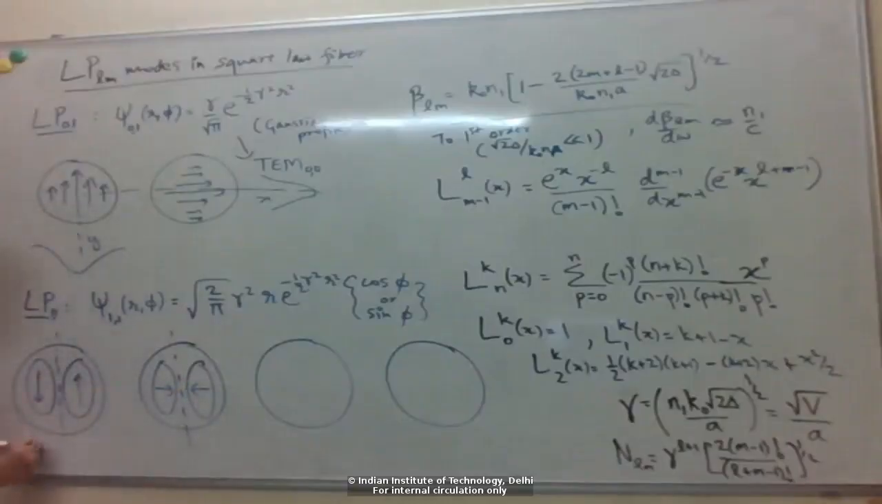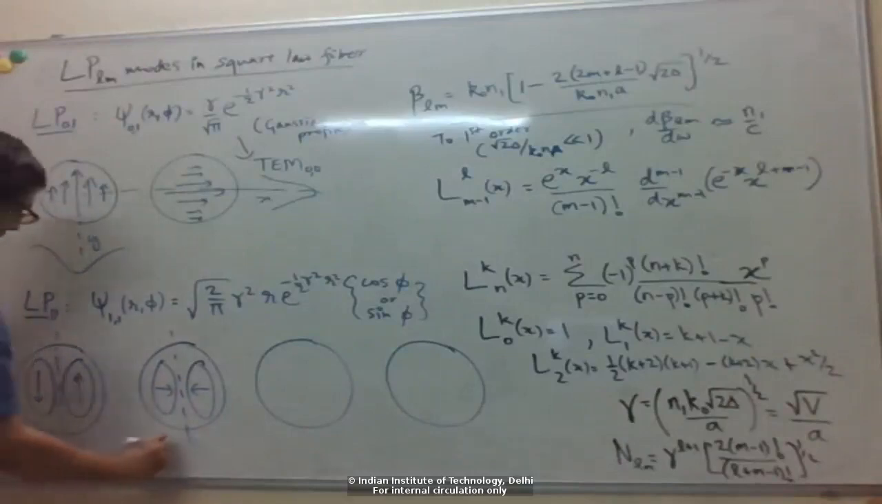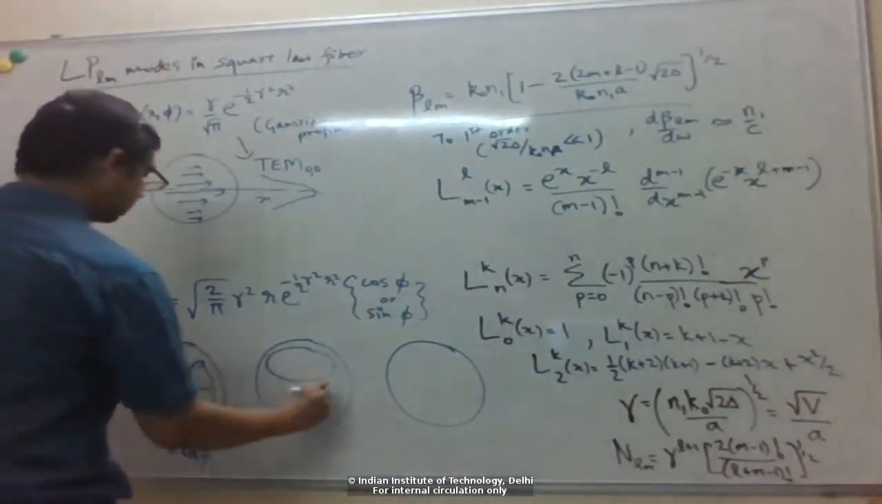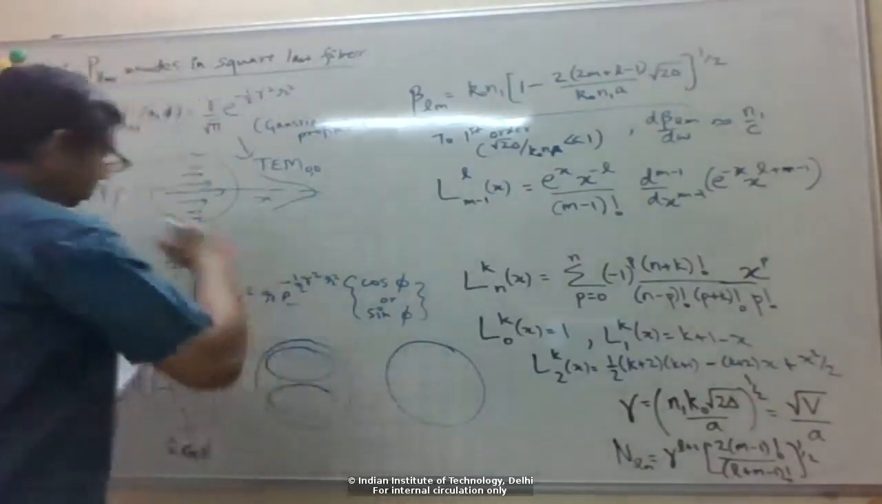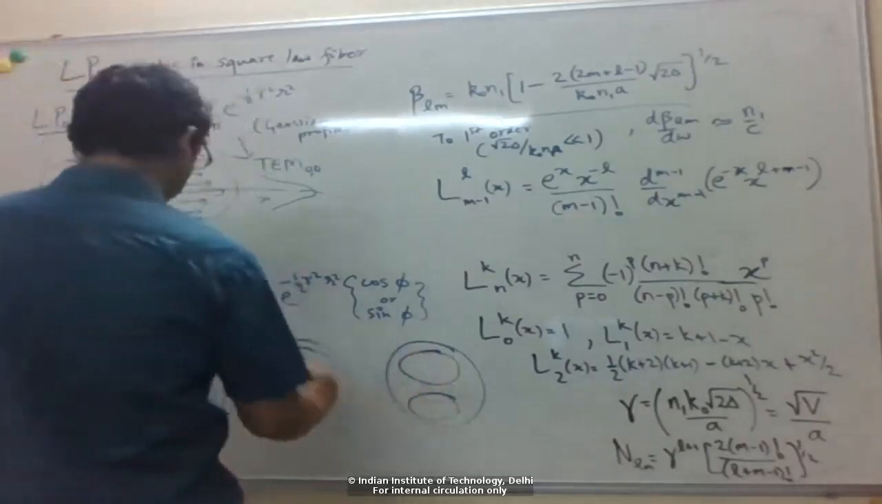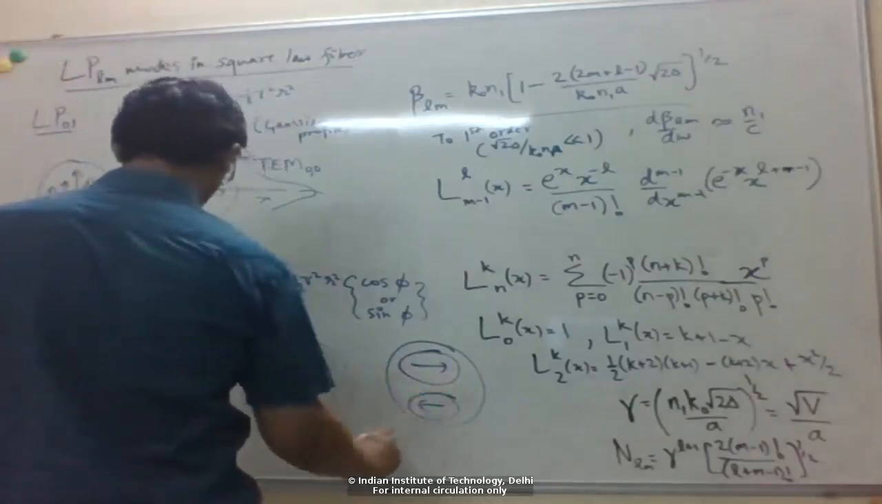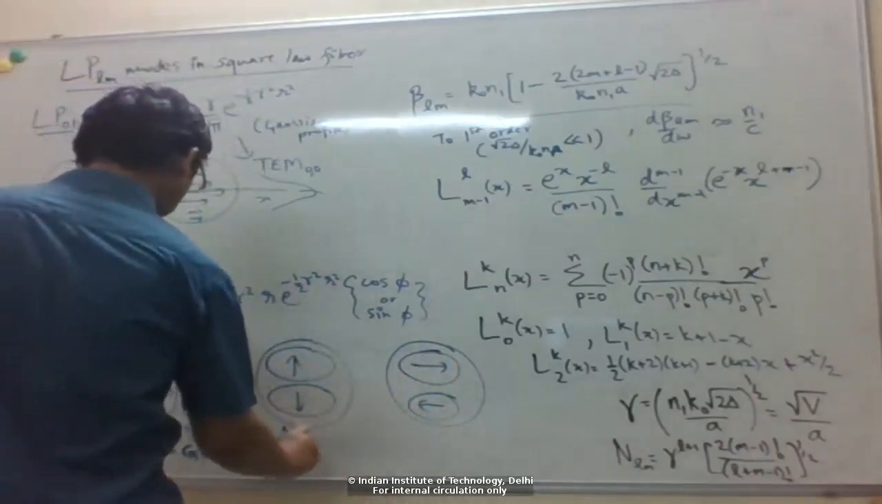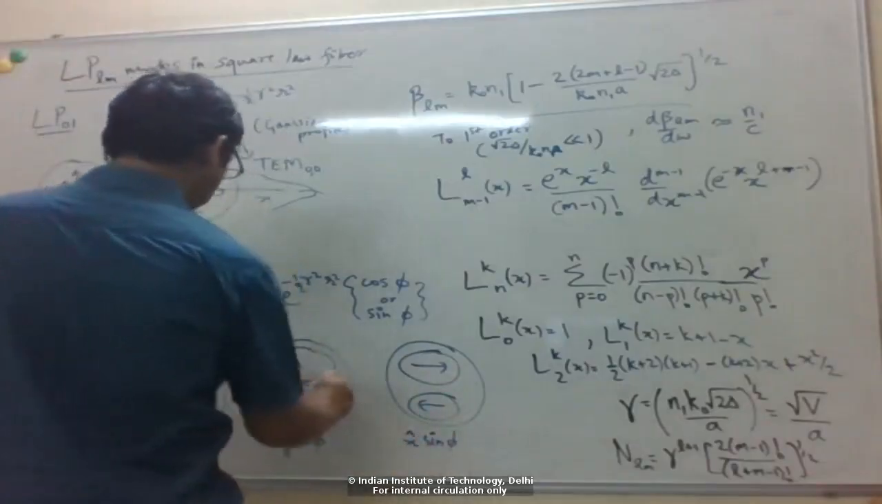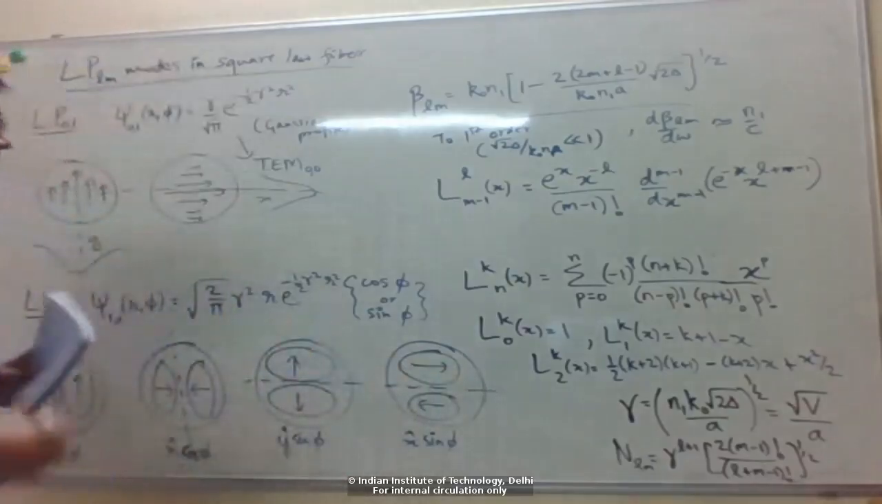So this would be the y polarized cosine phi, and this will be the x polarized cosine phi. Okay, so for the sine phi solutions, there was a 0 along phi equals 0.